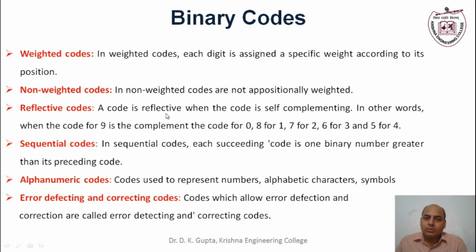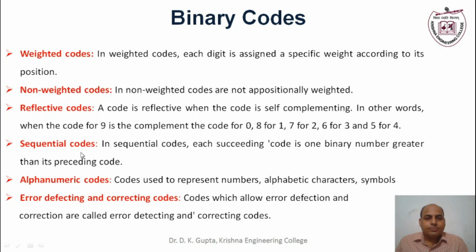Reflective codes are basically those codes which have the self-complementing property. Self-complementing property means what? Whenever we have data and we take its 9's complement or r's complement, then we will have the same result. So we'll talk in detail about each reflective code by taking some suitable examples.